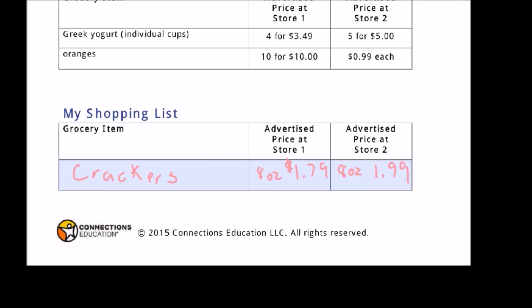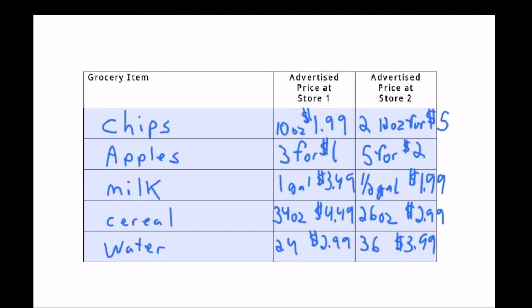Alright, so I got a few more. I got chips, 10 ounces for $1.99 for store 1. Store 2 was 12 ounces for $5. Apples, 3 for $1, 5 for $2. And so on. So I just went through, compared similar things, not exactly the same.